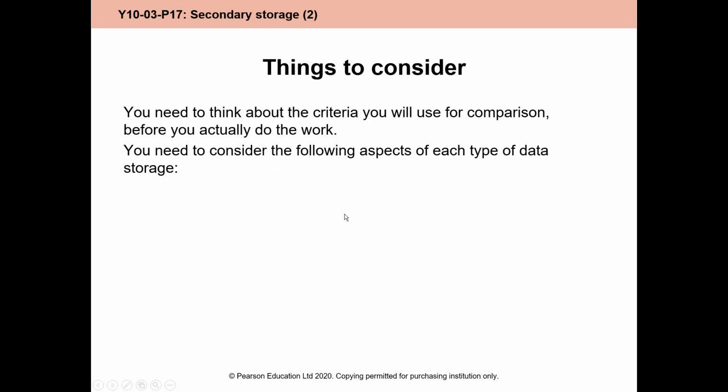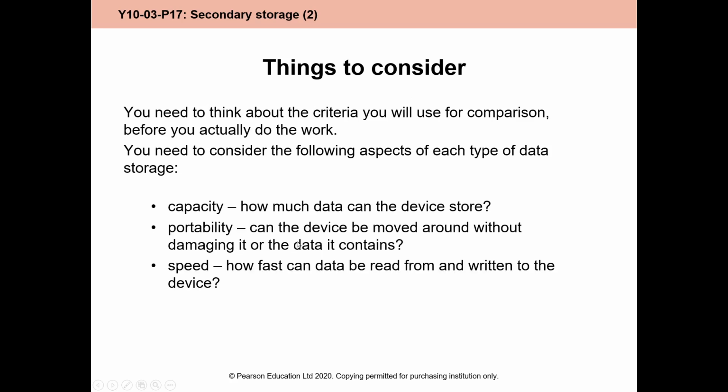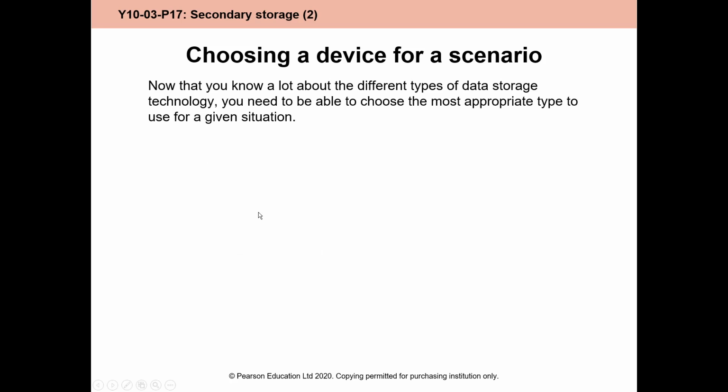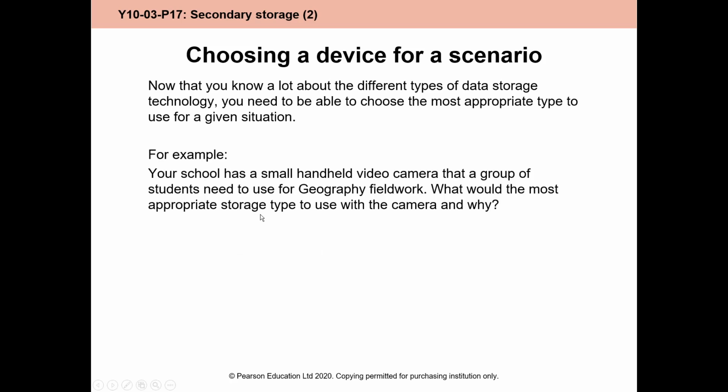So we looked at the three, and we need to know how much it stores, how easily it can be moved around, and how fast it is. We've done that already. So let's have an example. Let's imagine it's small, that means it's portable. It's handheld, which means it's going to move around and you might drop it. And it's a video camera, which means it's going to store quite a lot of stuff. Students are going to use it, so it shouldn't be super expensive. What's the most appropriate storage out of magnetic, optical, and solid state?